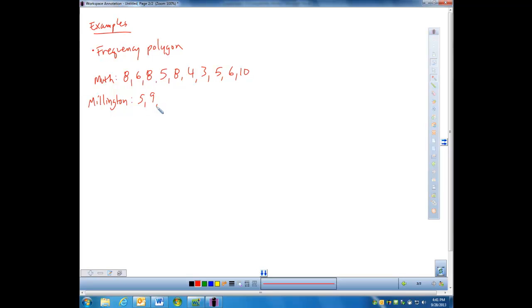Alright, what I'd like you to do is to try to make a frequency polygon. All that is just to create a connected line graph of these frequencies. Alright? And then once you do that, make some observations about it. So push pause right now and try it yourself.